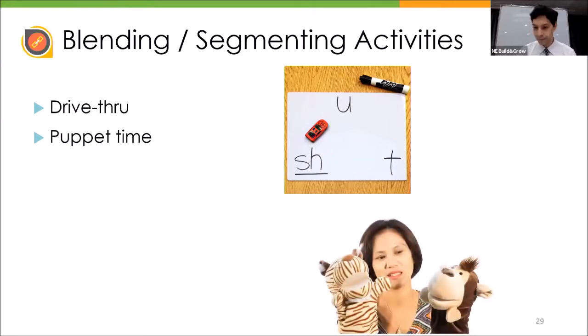Okay, now another example or another activity that we can do is called puppet time. Okay, so before we start with the puppet time, let me just go ahead and ask you guys, how many of you have used something like this before? So just say yes in the chat box if you have. Okay, I see some yeses, some no's, lots of yeses. Okay, very good.